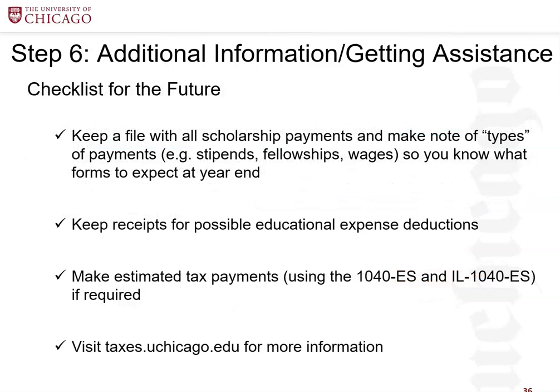So for the future, we would recommend that you keep a file with all your scholarship payments and make notes of the types of payments, so stipend, fellowship, wages, so you know what types of forms to expect at year end. Will you be getting a W-2, a 1099, or a 1042-S, or a combination thereof? We also recommend you keep receipts for possible educational expense deductions if you plan to try to make those deductions. We recommend you make your estimated tax payments on a timely basis using the 1040ES and the IL 1040ES. And then we also recommend that you visit taxes.uchicago.edu for more information and email GradHelp as well if you have any other questions.